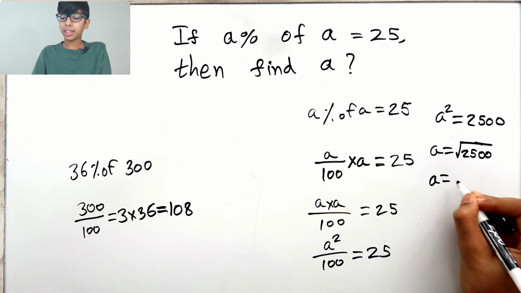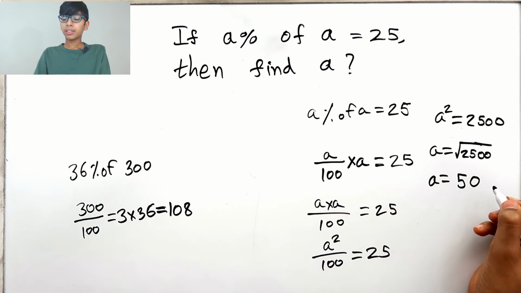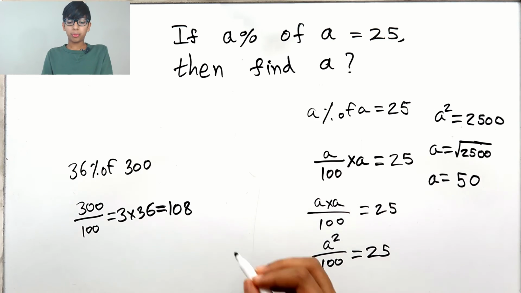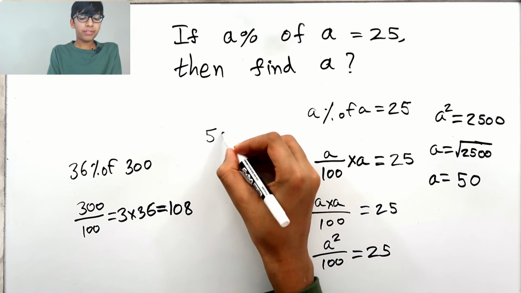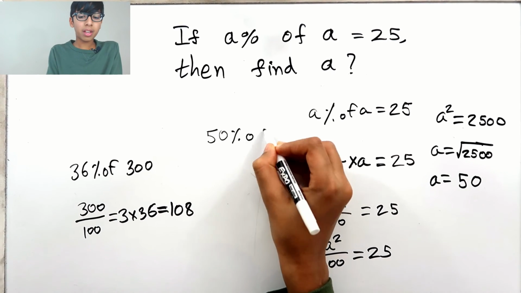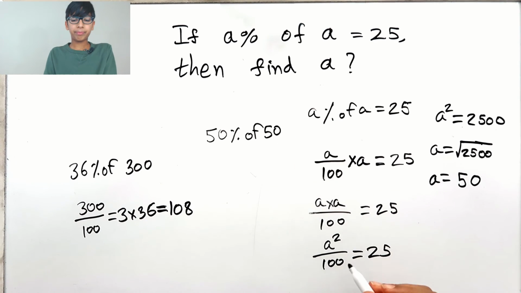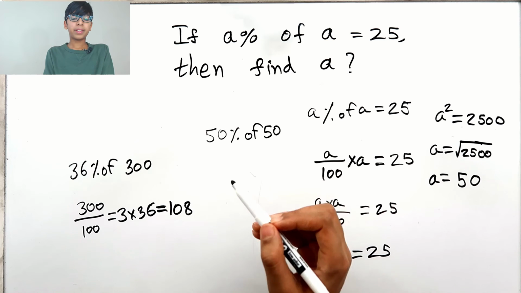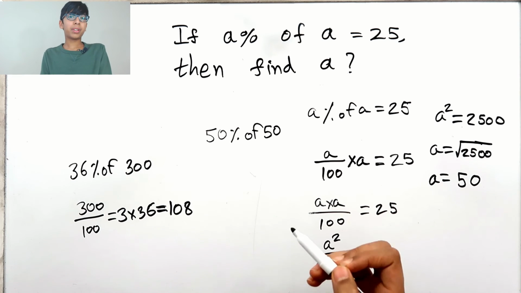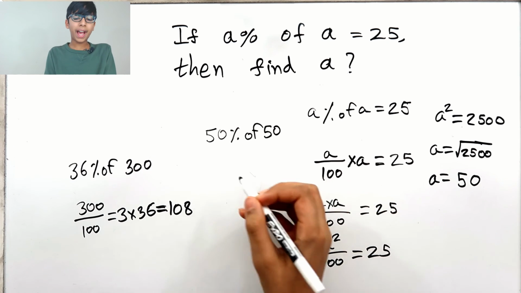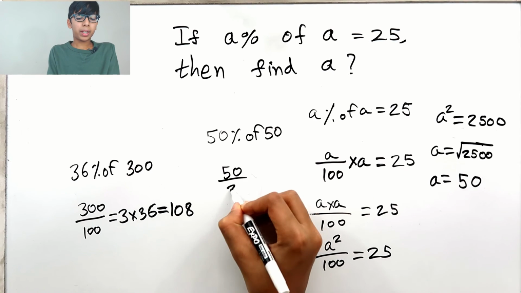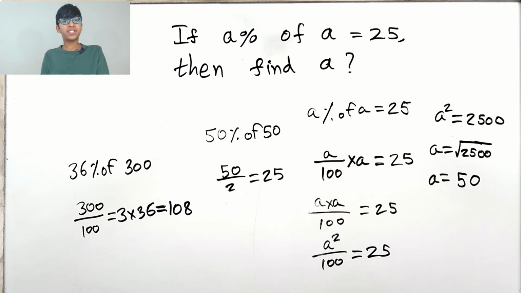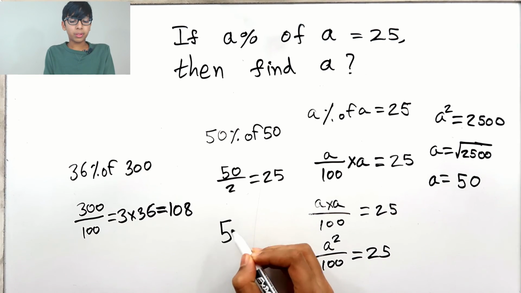So a equals 50. So now to check this, let's look at this problem. So it would be 50% of 50. So now 50% is 1/2 of 100. So it's 1/2. So I have to do 50 divided by 2, which equals 25. And here it equals 25. So that means a equals 50.